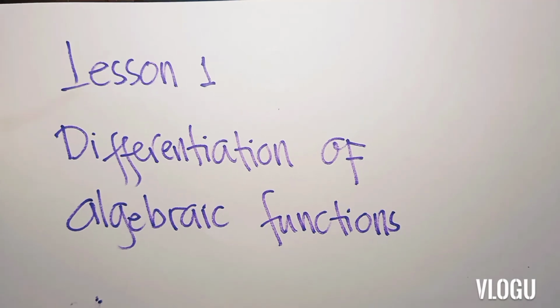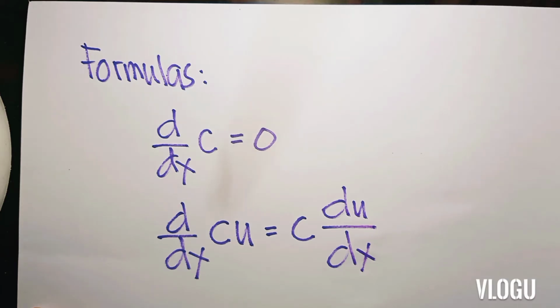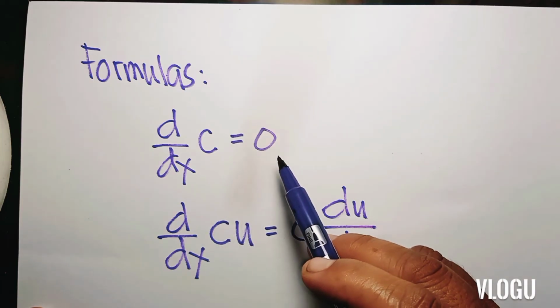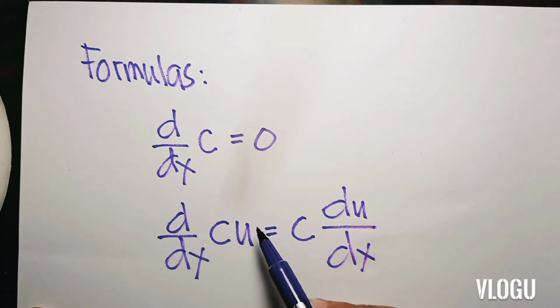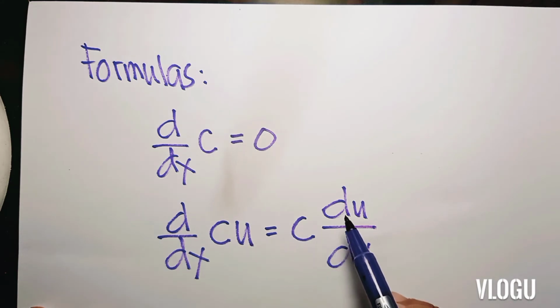Okay, so welcome to our lesson 1, differentiation of algebraic functions. The formulas that we are going to use in this lesson: derivative of a constant, that is d/dx of c, that is equal to 0. Derivative of a constant times u, where u represents differentiable functions of x. To solve that one, we will have c du over dx.